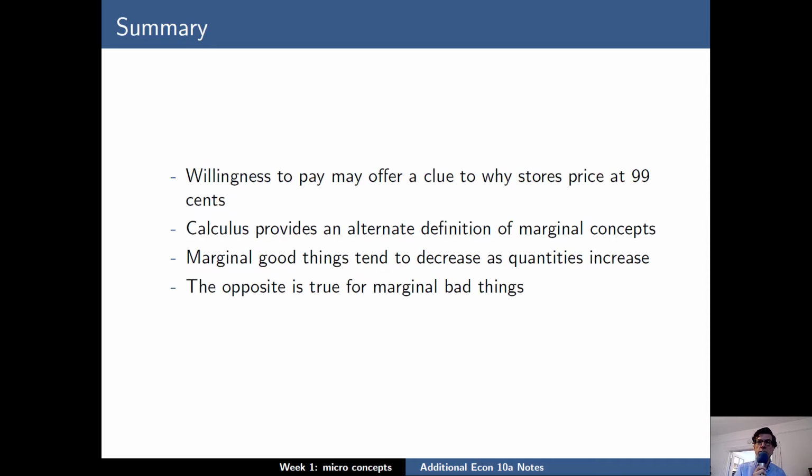So, to summarize, willingness to pay may offer a clue to why stores price at 99 cents. Calculus is going to give us a different definition of marginal that might be more understandable for some people. And we find that in general, marginal good things tend to decrease as quantities increase, whereas the opposite is true for marginal bad things.